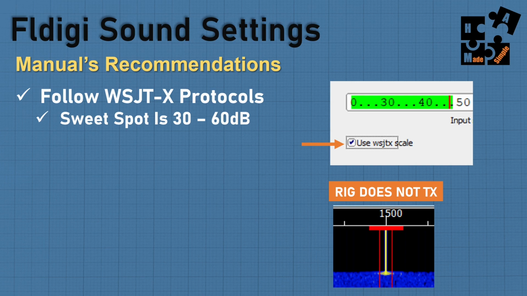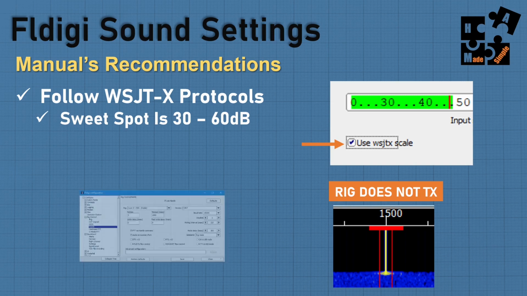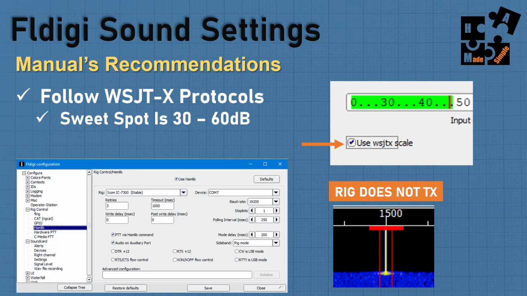If your rig does not transmit and you are trying to figure out what's going on, but you see the signal going across, what you need to do is use Hamlib. You want to make sure that you select the push to talk via Hamlib control if you're using Hamlib. This is just one way of showing you how to fix a problem. There's a couple other areas, but this is the most common one. Try this one first.